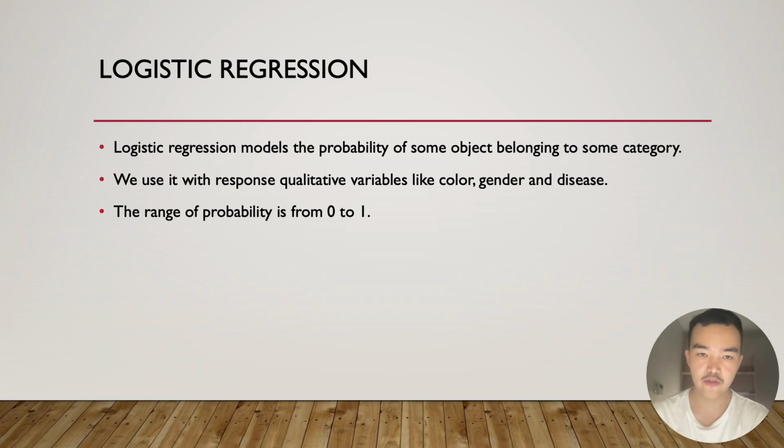The first one is logistic regression. Logistic regression is the approach that we use to deal with qualitative response variables like color, gender, and disease. It models the probability of some object belonging to some category.